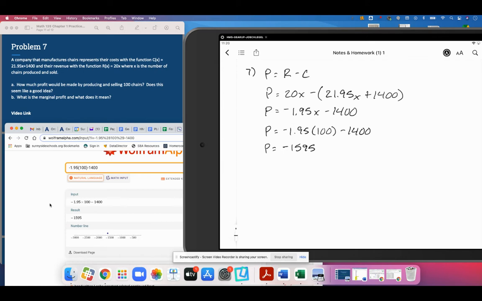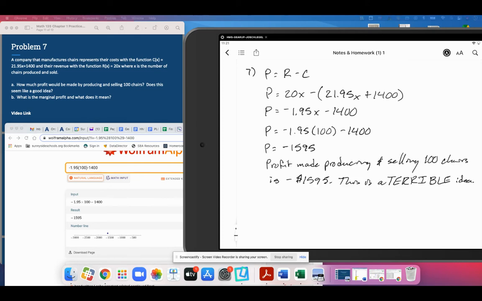We have made 100 chairs and we have a negative profit of $1,595. This does not seem like a good idea at all. This seems like a terrible idea because we are losing huge amounts of money. So you can see, everyone, that the profit made by producing and selling 100 chairs is negative $1,595. This is a terrible idea. The only reason to have a business is to make money, and these people are not doing that.